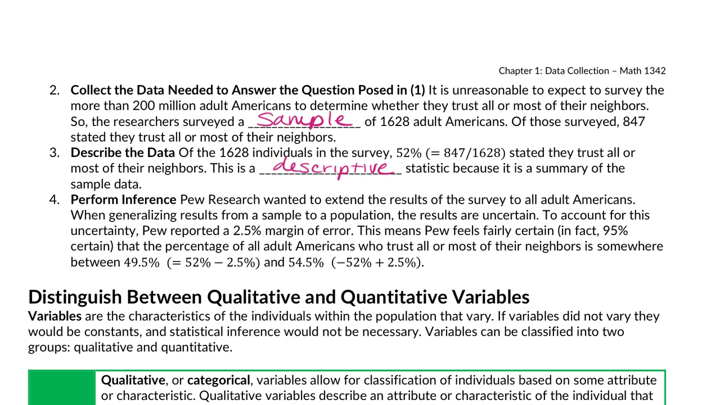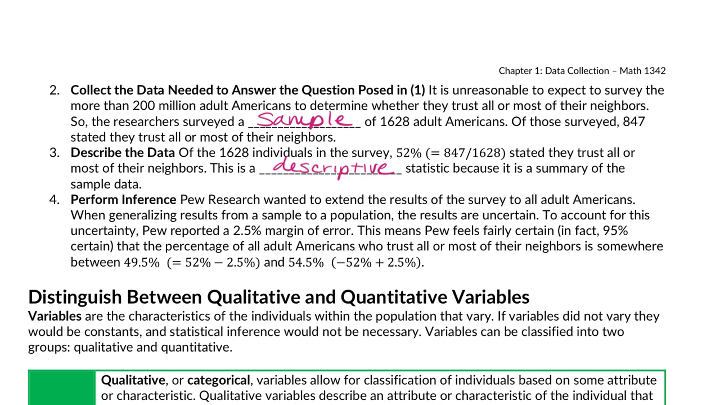Pew Research then wanted to extend the results of the survey to all Americans. When generalizing results from a sample to a population, the results are uncertain. This is because it's now an inferential statistic. To account for this uncertainty, Pew reported a 2.5 margin of error. This means Pew feels fairly certain, 95% certain, that the percentage of all adult Americans who trust all or most of their neighbors is somewhere between 49.5 and 54.5%. So that would be the process of running this entire study.